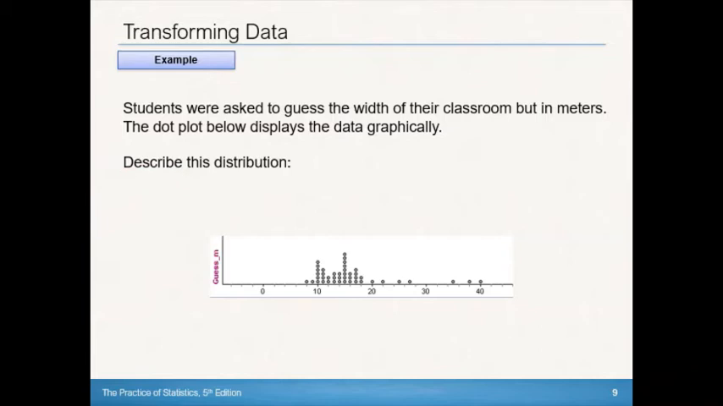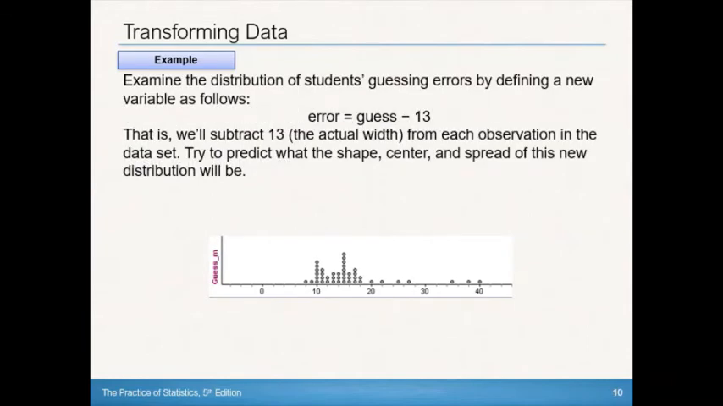And now let's look at what happens when we transform the data. So here again is the dot plot of all of the guesses in meters. And so the true width of the classroom, let's say the true width is 13 meters. So instead of recording everyone's guess, I might want to let them know how off they were from the true value. And so here we have the error. So in other words, 13 would be right here. So 3 people guessed 13. Notice those 3 people are right here on the 0 mark, right?